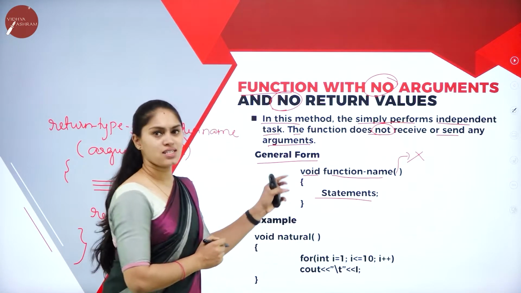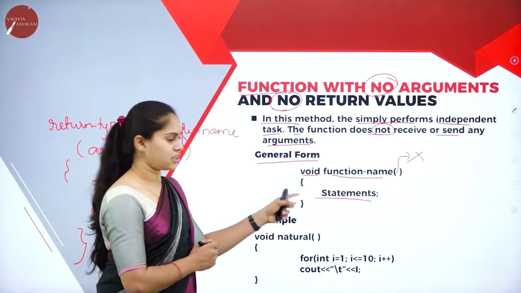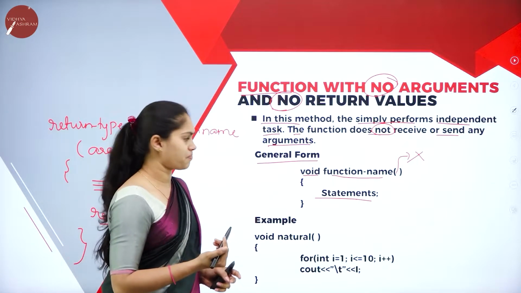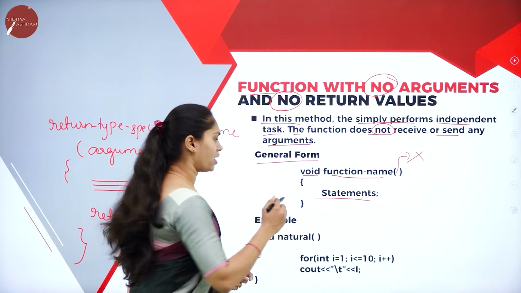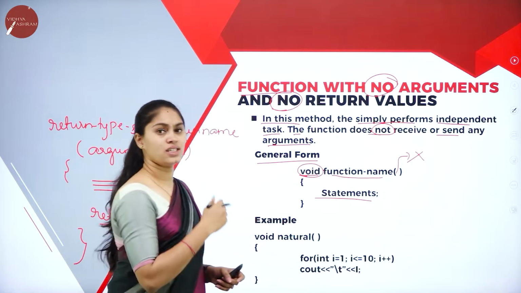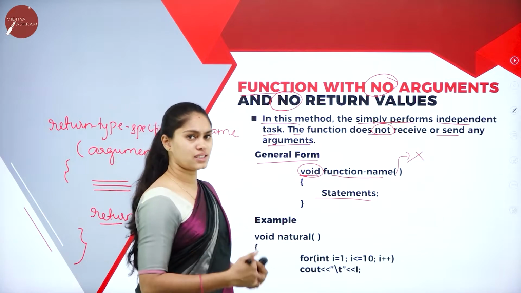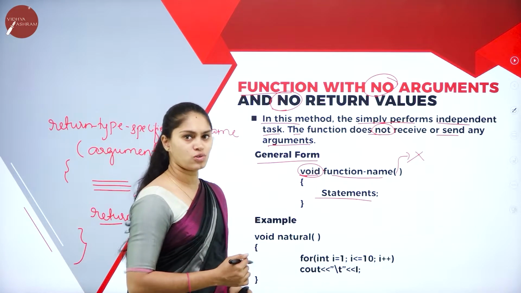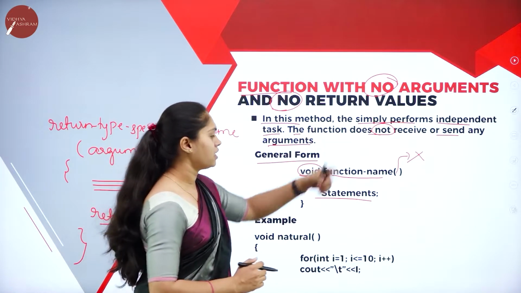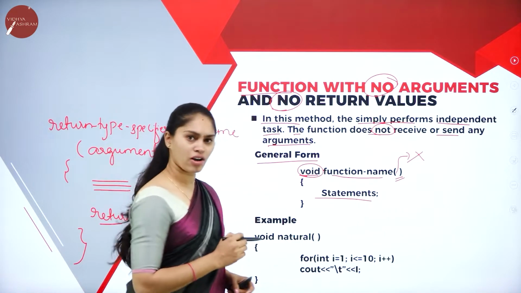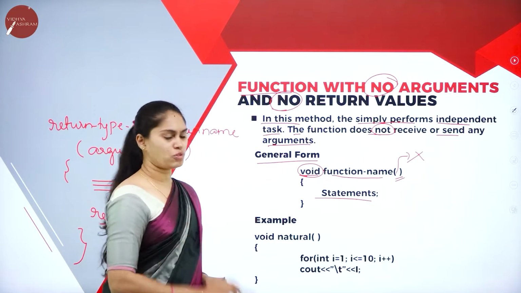Then I will be closing this function scope, where the block ends. So when I'm using void, it won't take any return values. It will be avoided. And here we are not sending any arguments. These two things you have to remember.